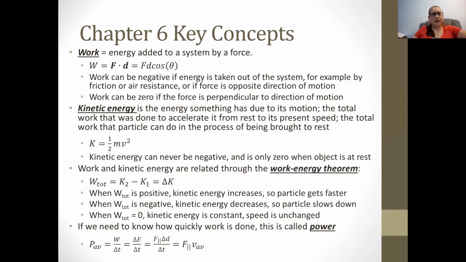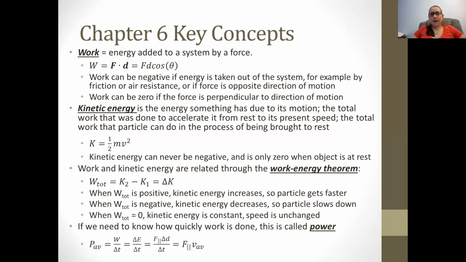All right, chapter 6, we talked about work and energy. So work is energy that's added to a system by some kind of force. And here we see our equation for it. W, work, equals F dot D. This is a dot product. This is not a multiplication sign.